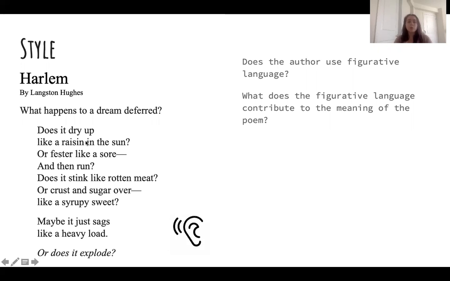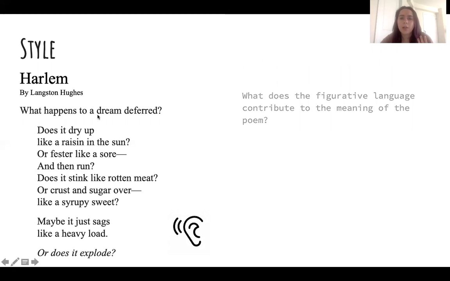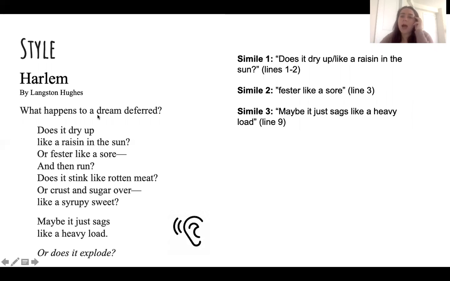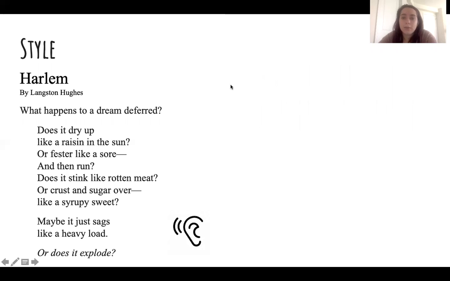He's comparing a dream to a raisin. He's comparing a dream to a sword. He's comparing a dream to rotten meat. So because there are so many similes, I had to pick just 3. So I just picked 3 that I hadn't used before when I was talking about imagery. The ones that I picked were, does it dry up like a raisin in the sun, fester like a sore, and maybe it just sags like a heavy load. Those are my 3 similes.